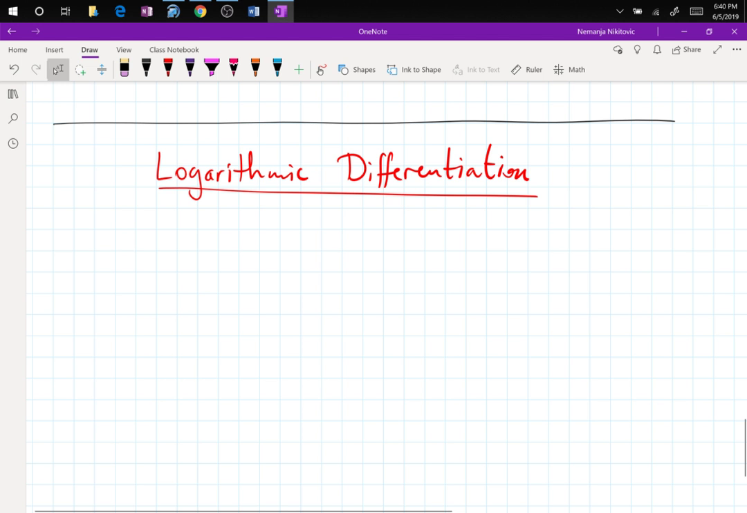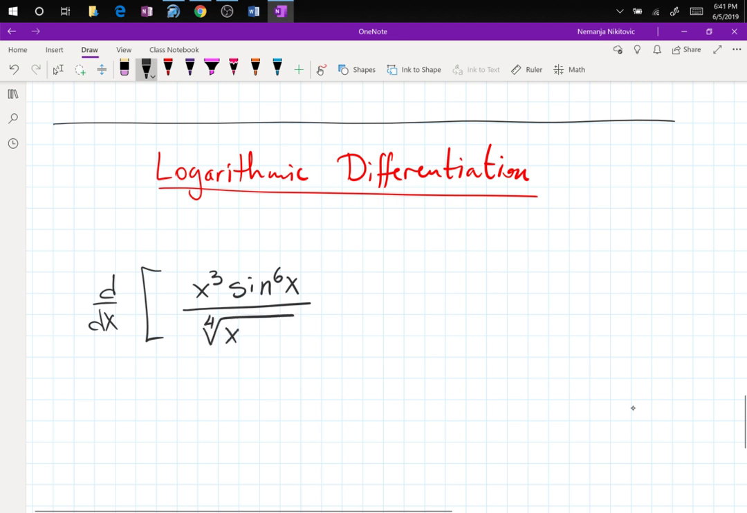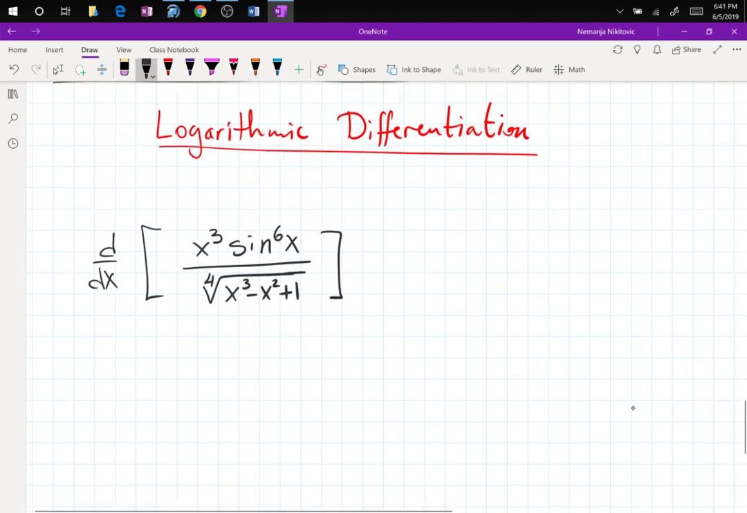All right. So you guys said we should have some spicier problems. So the derivative of x cubed sine to the 6x divided by 4th root of x cubed minus x squared plus 1. That sounds like a good problem to solve.